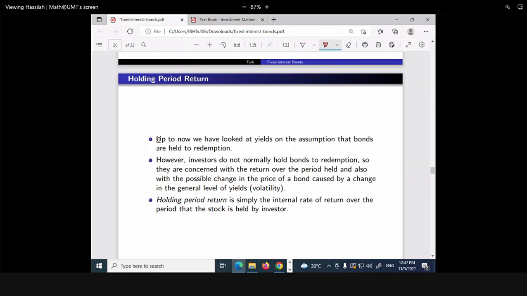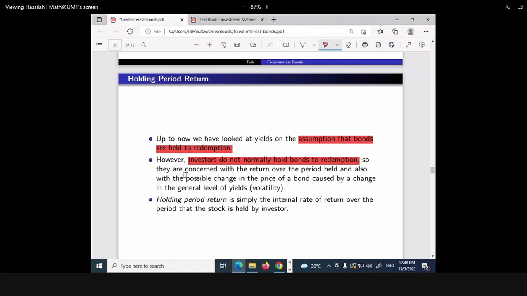Previously, what we have talked about bonds, we assume that bonds are held to redemption. Okay, kita assume kita beli bond tu, kita pegang sampai redemption, sampai kita dapat balik kita punya par value. However, investors do not normally hold bonds to redemption. Selalunya dia tak pegang sampai redemption, dia boleh jual pada secondary market, dan orang lain lah yang akan pegang pula sampai redemption.